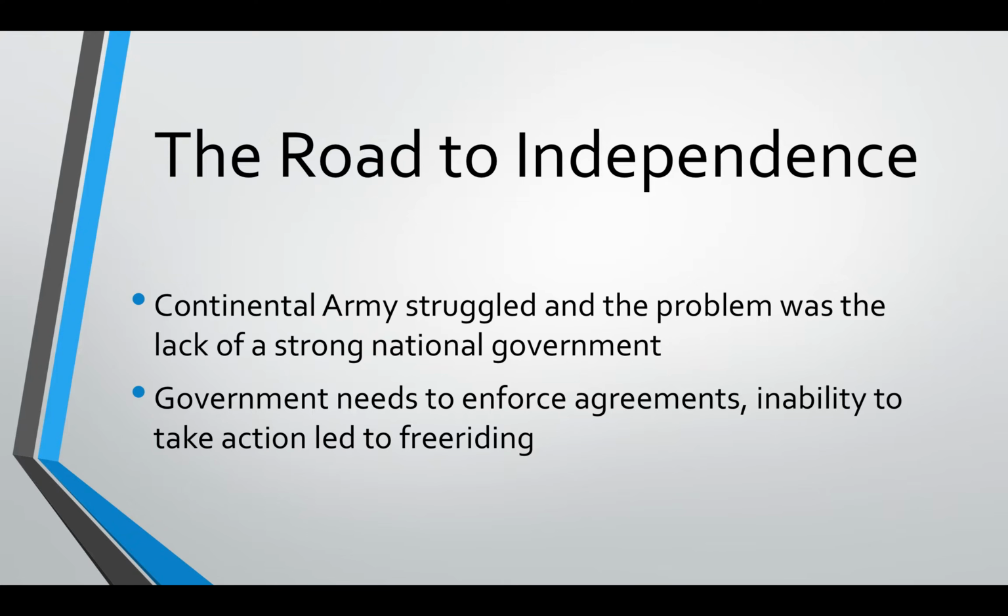In fighting the British, the Continental Army struggled because of a lack of a strong national government. Every decision had to be approved by state governments, which prevented agreements on taxing, how many uniforms the Army needed, and how much food the Army needed, among other things. Governments need to be able to enforce agreements. The inability to take collective action led to free riding among the states. States were hesitant to provide resources needed to fight the British.